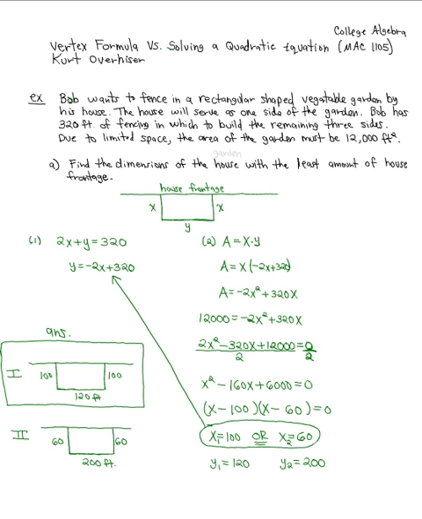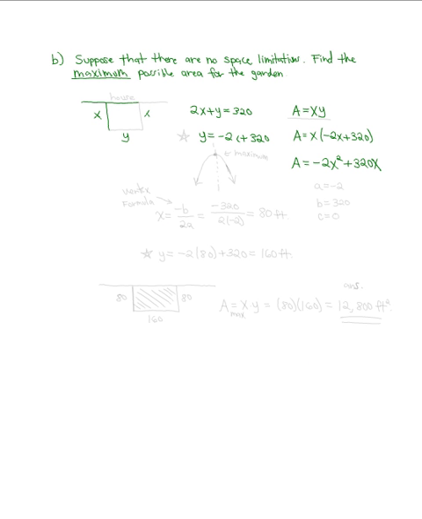Okay, so the dimensions of the garden with the least amount of house frontage is going to be 100 by 120 feet. Okay, so on to part B.